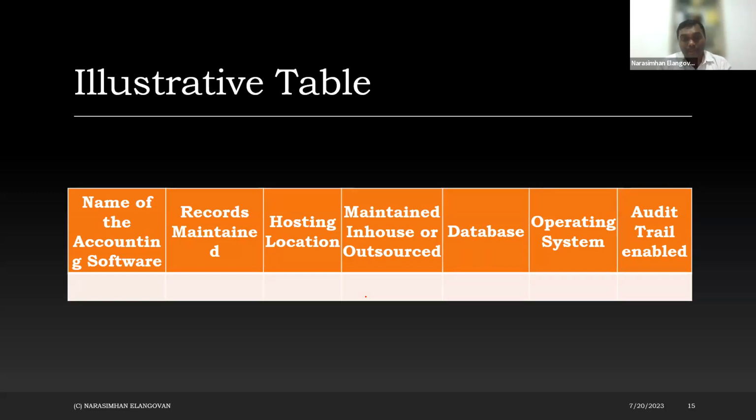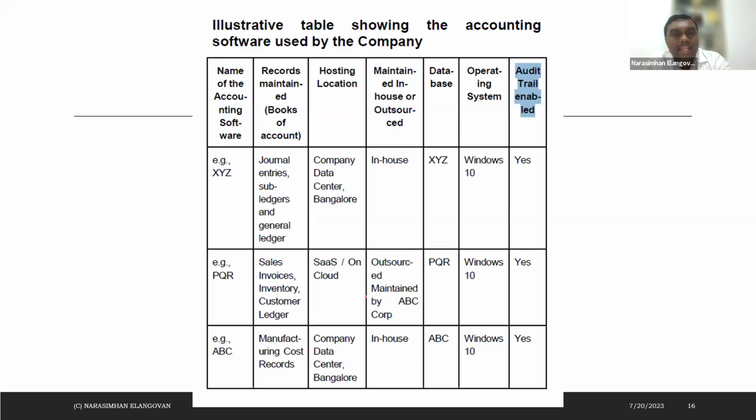Where is the database, right? Where is the database hosted? What is the operating system used? Is the audit trail enabled or not? So this is a simple illustration format. You can probably pick it up. And this is an example of a table which you could probably consider.